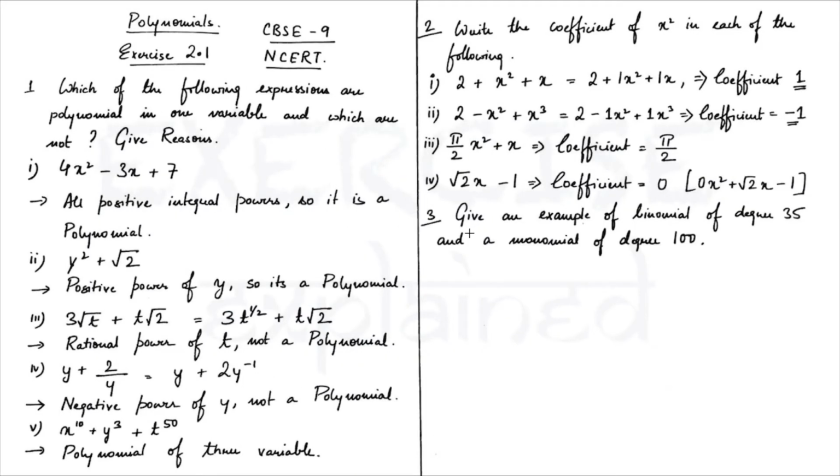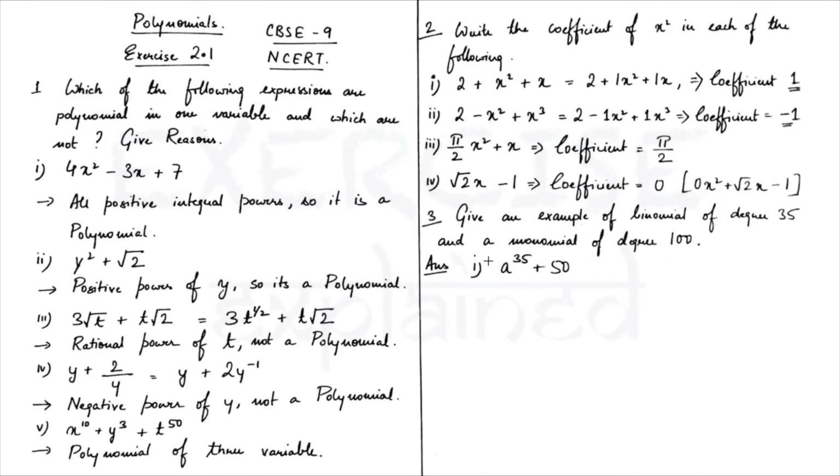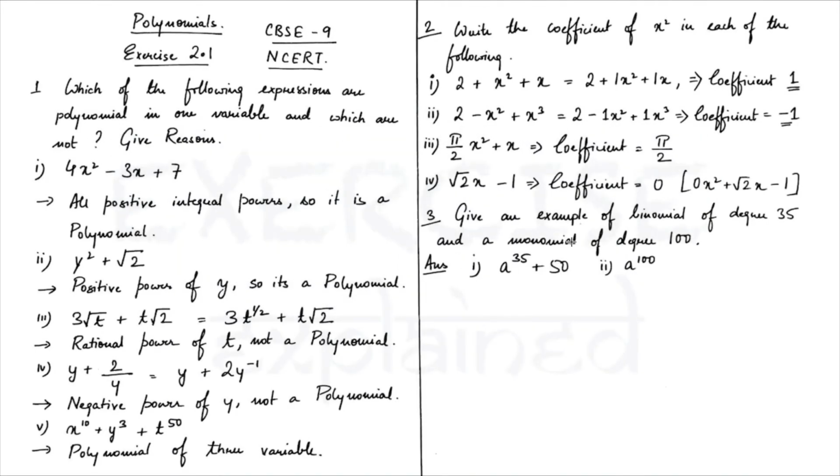Getting into the next question, give an example of binomial. Binomial means two terms of degree 35. So the maximum degree has to be 35. So here we can see I have written a to the power of 35. So this is going to be the degree plus 50. I have just taken a as a variable. You can take a, b, c, d, anything as a variable, and I have just taken 50 as a number. You can take any number over here. That really doesn't matter.